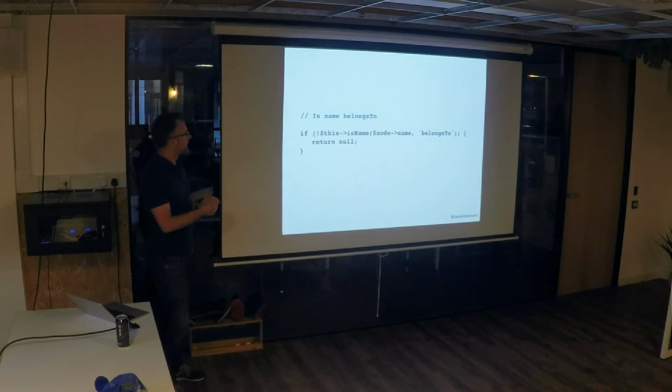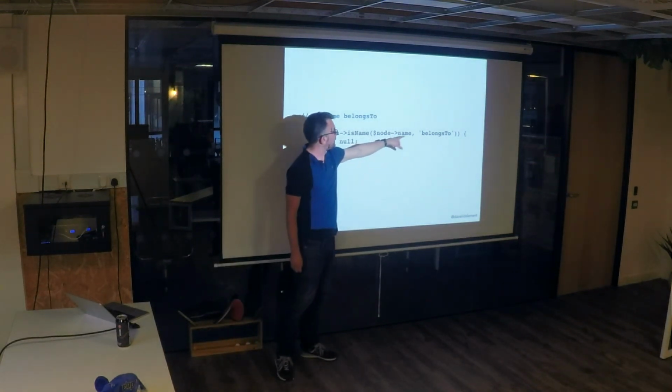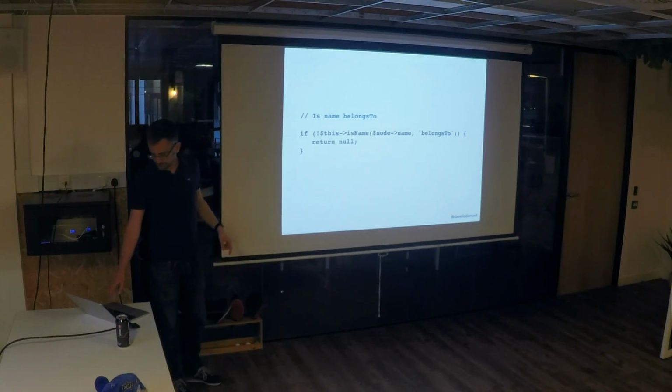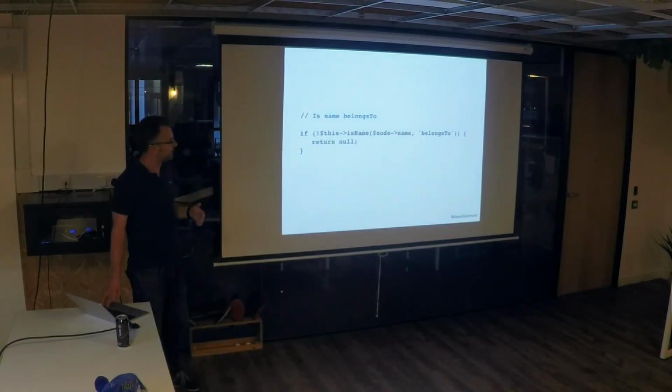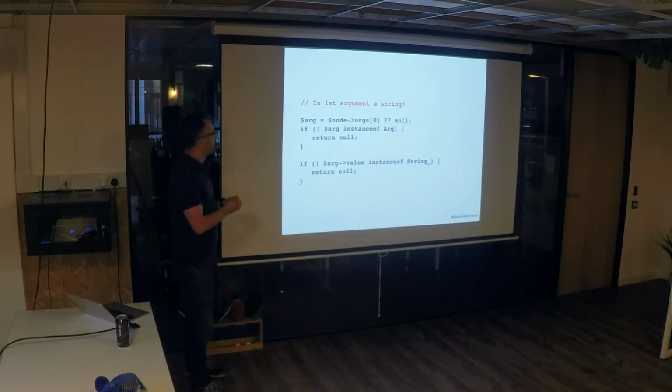Our second thing is the name belongs to. So we can just use Rector's isName, and we pass it node name and say is it belongsTo. If it isn't, we're going to return null, because we're not interested if the method name we're calling isn't belongsTo. And then we've got the first argument is a string.